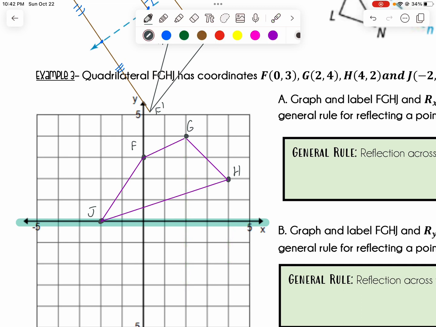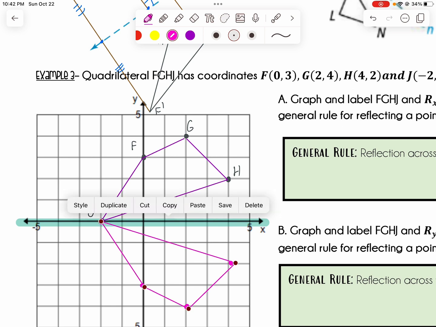Okay? And now I've got my new figure. J is there, F is here, G is here, H is here. And I can go ahead and draw those and connect to them. Hey, it worked this time. Yay! All right. But, of course, I want to label them properly. This is also J prime. This is F prime, G prime, and H prime. Awesome. So I was able to reflect it across.